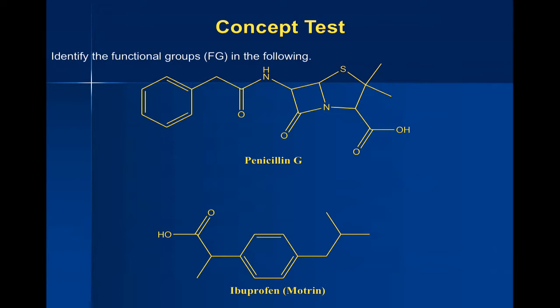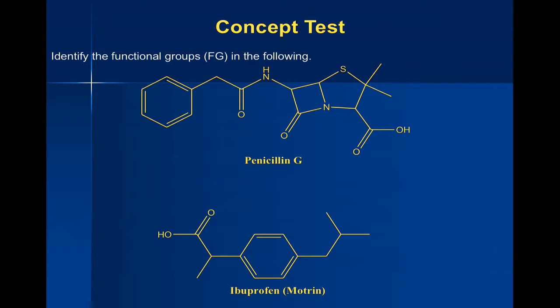All penicillins have this functional group, okay? That's what makes them a penicillin. They're beta-lactams, okay? And that's nothing more than a tertiary amide that happens to be cyclic, and we'll talk more about that later. What about here? What do we have?